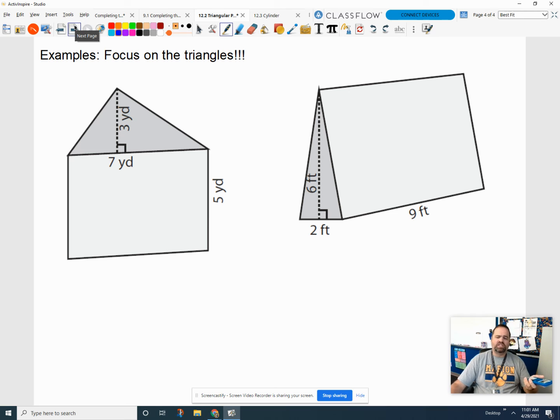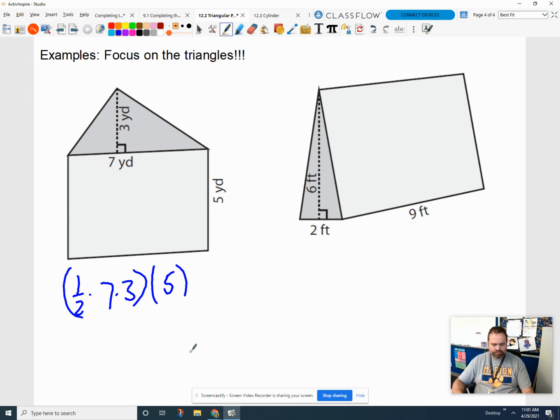All right, we could do 100 examples of these. My goal with this is just to show you the different ways they're oriented. I actually found a picture where it was sitting on the triangle, so it's more like a rectangular prism. You do the same thing on that one. It's half of the base of the triangle times the height of the triangle times the height of the prism. Excuse me.